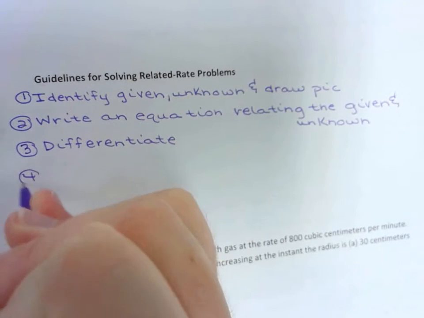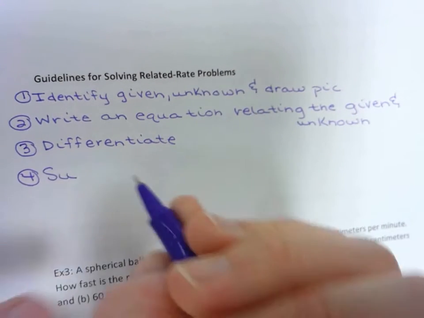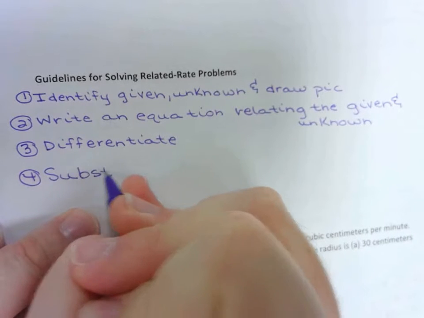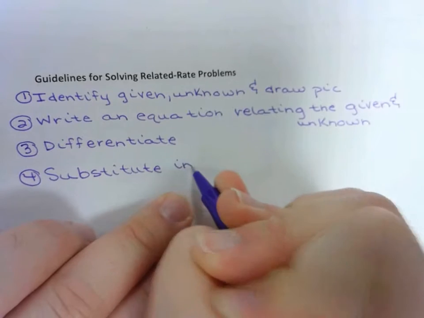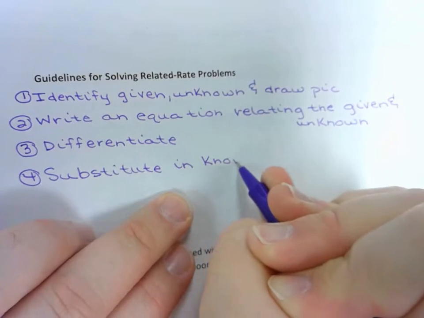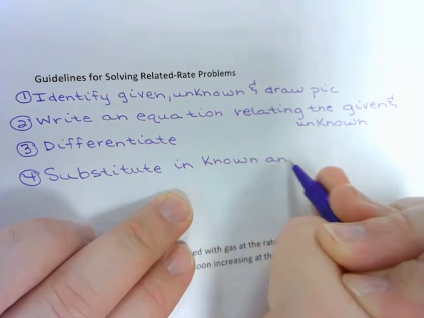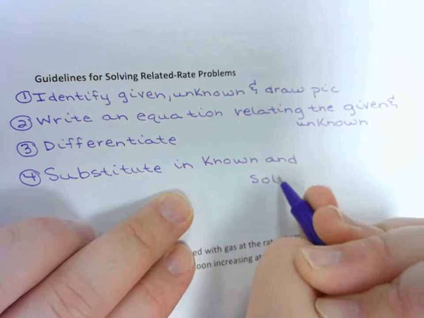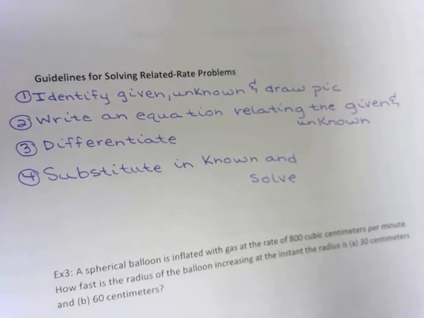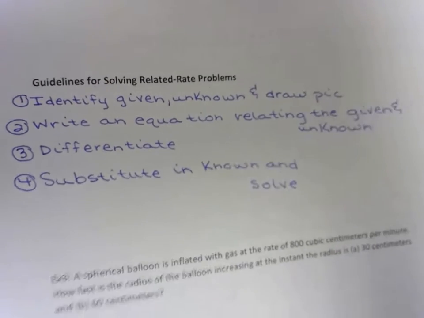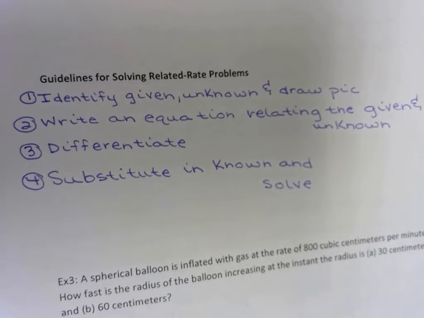And the fourth thing is substitute in. What they give you, the known, the given, and solve for what they're asking for. So I know these can be complicated, I get it, but if you go through these steps, it should help a little bit as you kind of try to understand exactly how to do these.